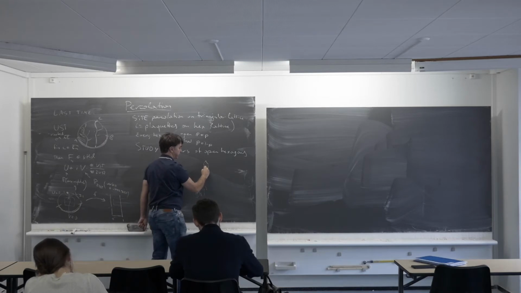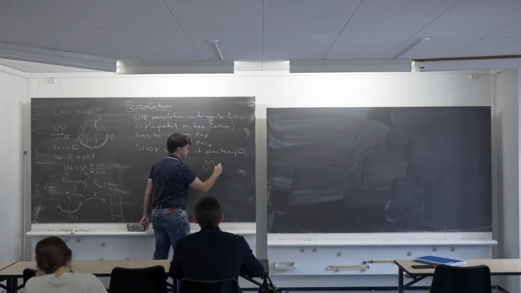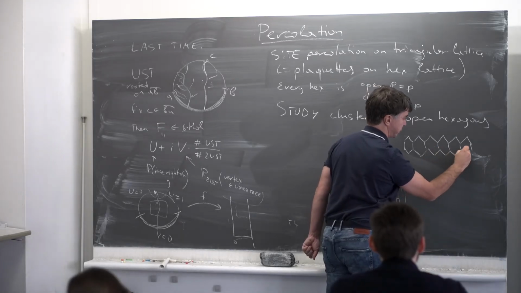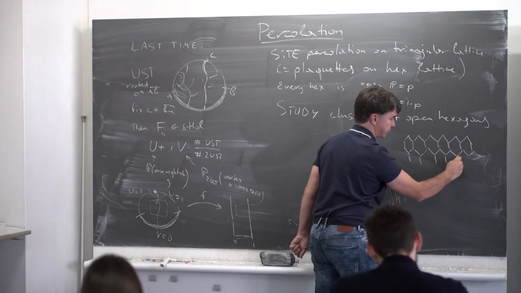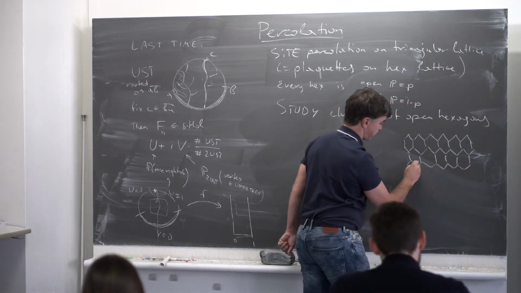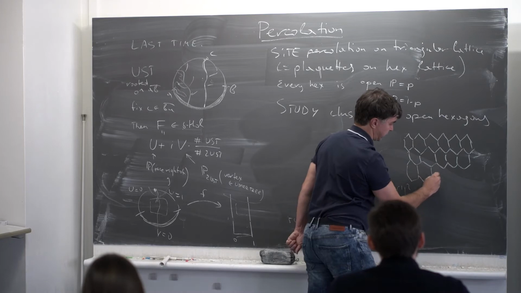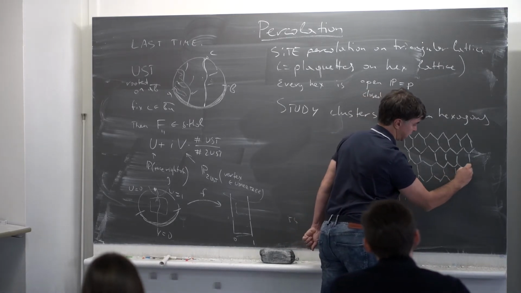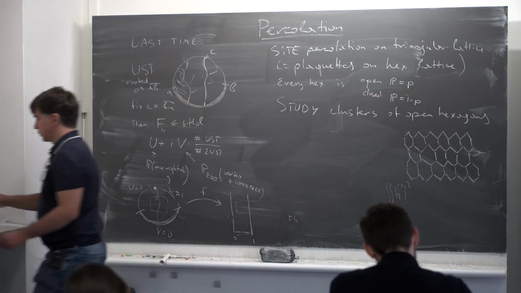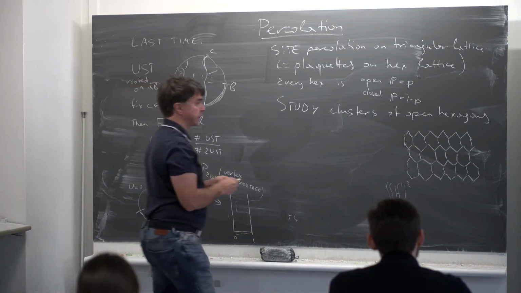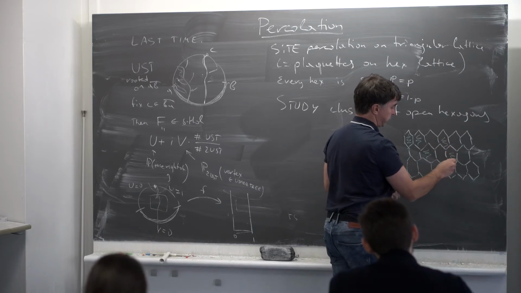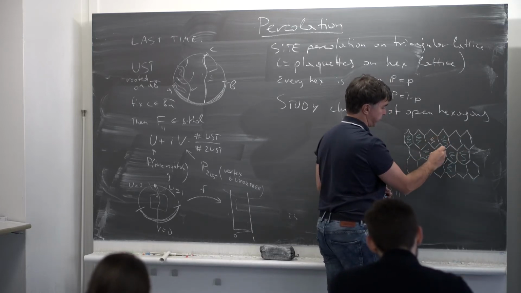How does this look like? Well, it's difficult to draw a hexagonal lattice, but unfortunately we cannot prove it for the square lattice, so I have to draw the hexagonal lattice instead. So we cover them with two different colors. Let's say open is blue. So we toss a coin for every hexagon.